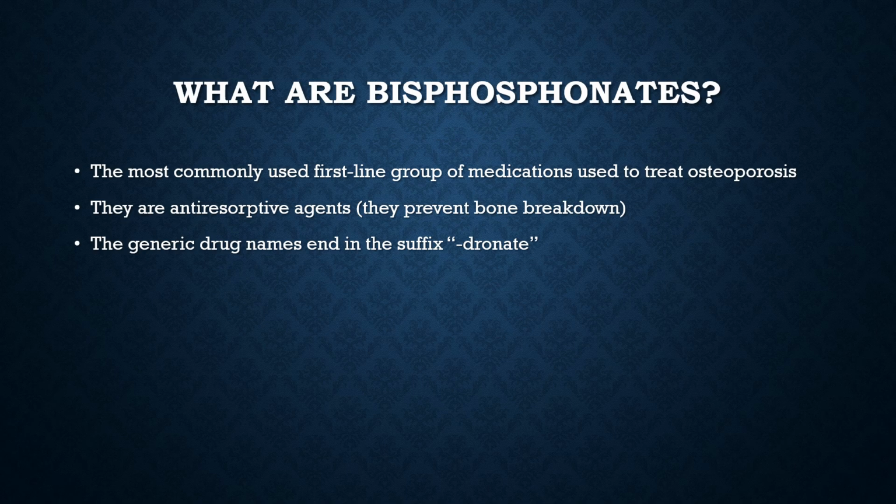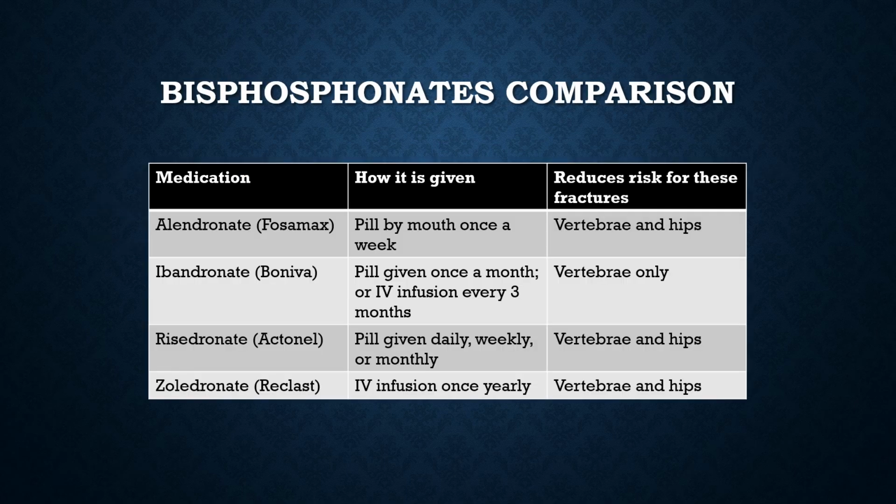The generic drug names for bisphosphonates end in dronate. This slide shows a table of 4 different bisphosphonate medications. You can see in the left-hand side of the table, the names of the medications all end in dronate. Alendronate is Fosamax, Ibandronate is Boniva, Risedronate is Actonel, and Zoledronate is Reclast. Alendronate is probably the most commonly given medication, usually by mouth once a week. This medication reduces the risk for both vertebral and hip fractures.